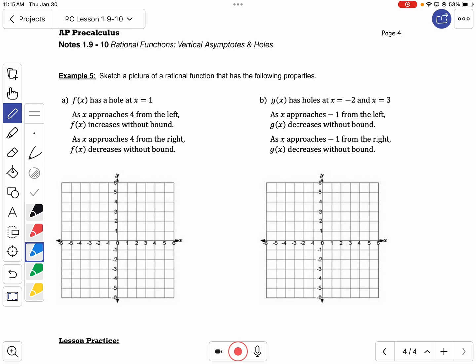So I like this one because it tells me lots of things. It says f of x has a hole at x equals 1. As x approaches 4 from the left, f increases without bound. As x approaches 4 from the right, f of x decreases without bound. What's it telling me is happening at 4?